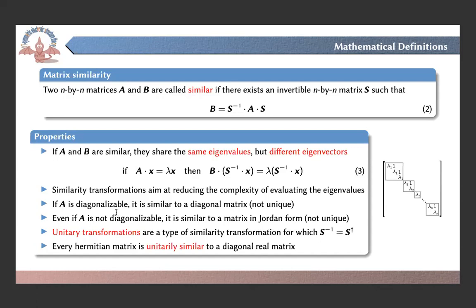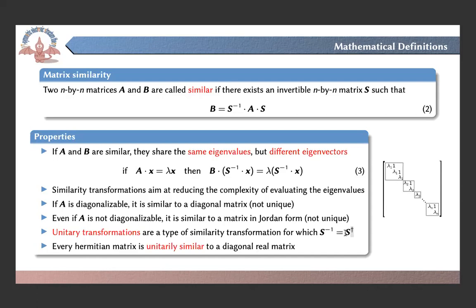If you have a unitary transformation, for example, which is a special type of similarity transformation, the inverse of the similarity transform is actually equal to S dagger, the transpose complex conjugate.